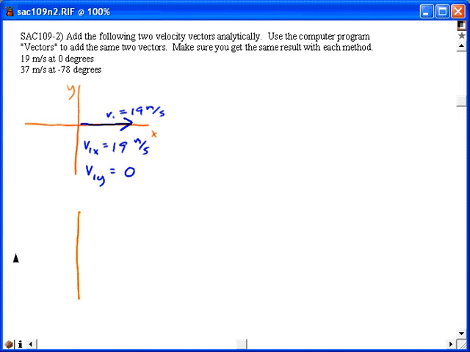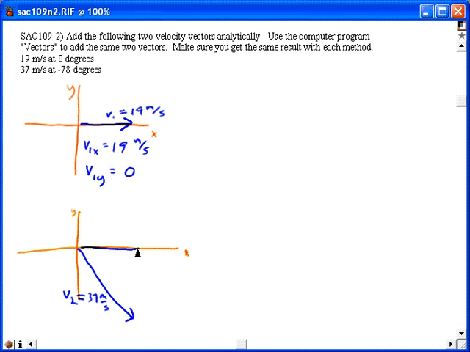Alright, let's take a look at that second vector. Draw a vector component diagram for it, the x direction and the y direction. And this one is at minus 78 degrees. In the mathematician's convention, we define the angles to be positive as counterclockwise from the x-axis. So minus 78 degrees means that it's 78 degrees clockwise with respect to the x-axis. So I'll call that V2, and in magnitude it is 37 meters per second.